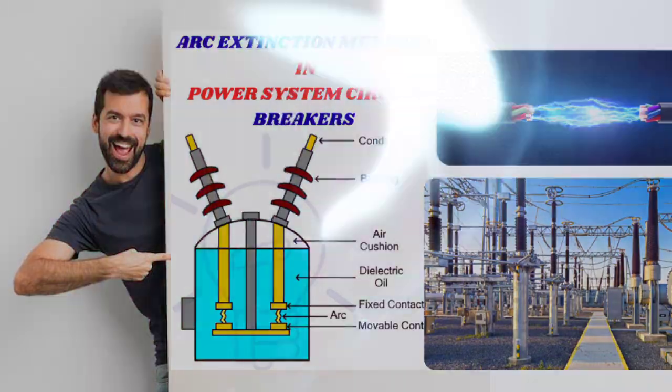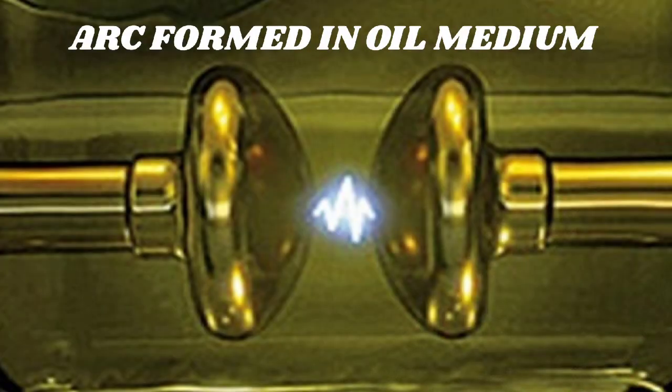So, let us proceed. The arc quenching process is the heart of an oil circuit breaker's operation. When a fault occurs, the circuit breaker detects the fault and initiates the opening of the contacts. As the contacts separate, an arc forms between them. The arc is a high-temperature ionized gas that can cause damage to the circuit breaker and other equipment. The oil in the circuit breaker plays a crucial role in quenching the arc.